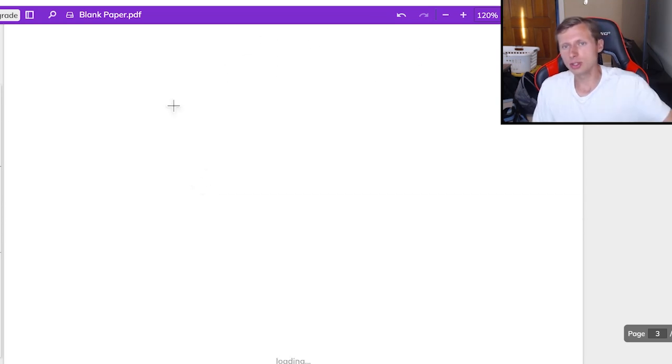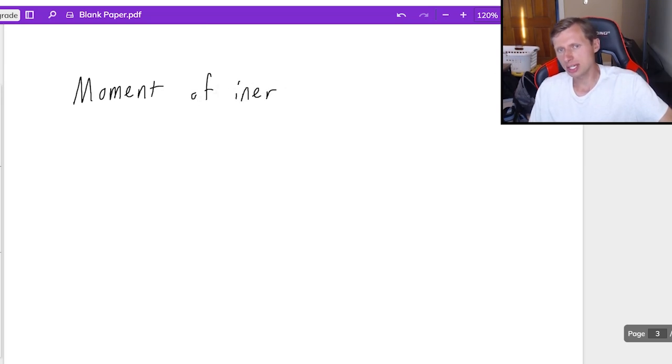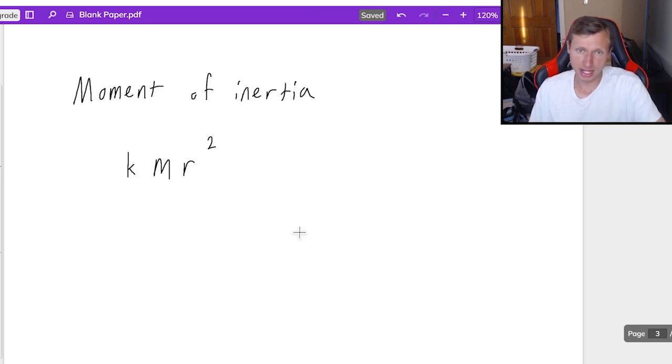And then the last unit I want to talk about is moment of inertia, because this is one of the weirder units in the class. Remember that the equation for moment of inertia is a mass times a distance r squared. And usually there's some constant in front, which I'll just write as lowercase k, to represent my constant, where k can basically be any number. It depends on what shape we have.